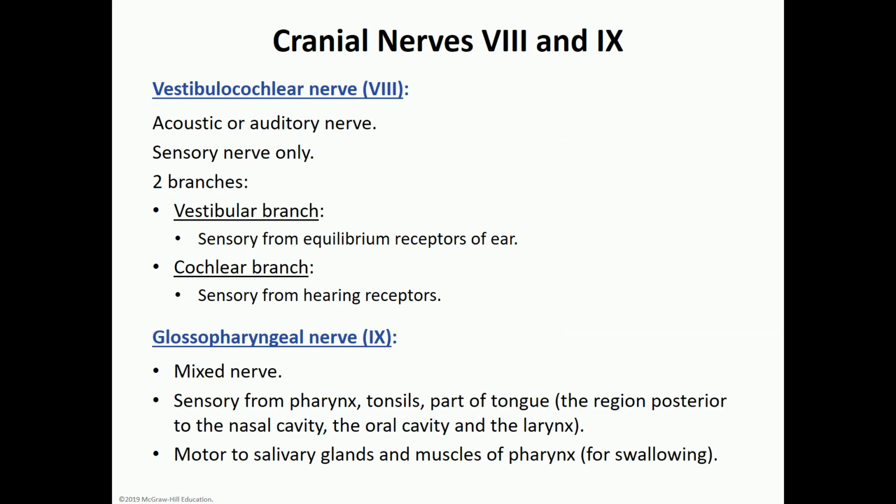Cranial nerve number 8, or the vestibulocochlear nerve, is a purely sensory nerve. It has two parts to it. The vestibular part is going to carry equilibrium, while the cochlear part will carry hearing from the ear.